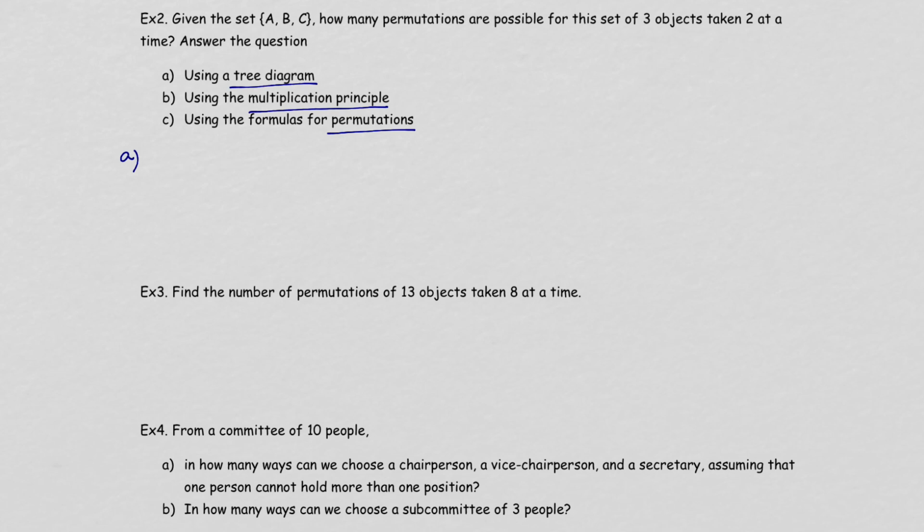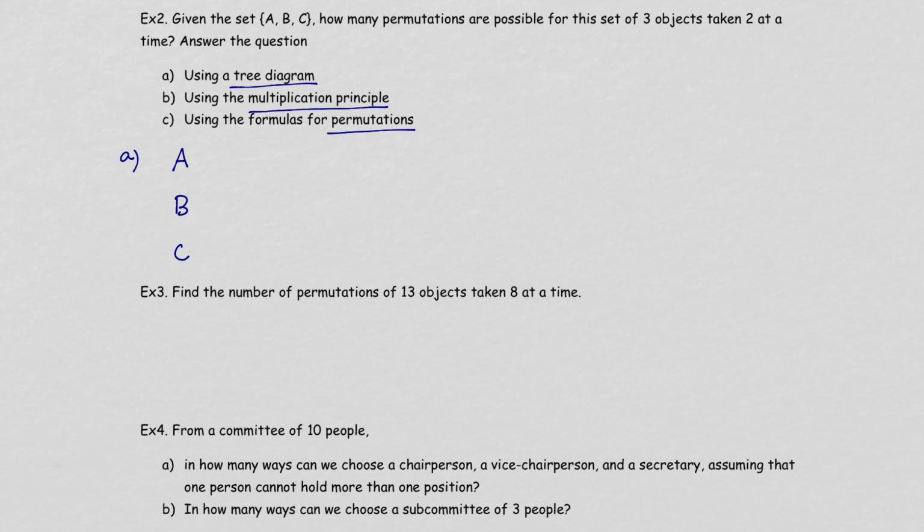So if we want to use the tree diagram to pick from a set of 3 objects taken 2 at a time, the first choice out of these 3 elements is going to be A, B, C.